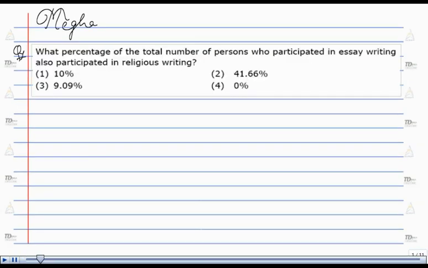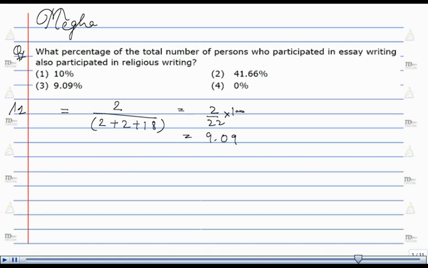Hello, I am Megha. The question is, what percentage of the total number of persons who participated in essay writing also participated in religious writing? Now, as we have already discussed the directions for this question in the above one, let's get to the solution. The total number of persons who participated in essay writing were 2, and those who participated in essay plus religious are 2 plus 2 plus 18. So the percentage becomes 2 by 22 into 100, which is 9.09%. So we get our answer as option number 3.